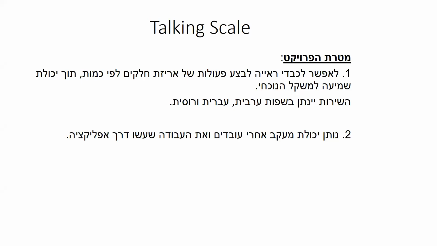I'm going to be talking about the project Talking Scale. The project helps visually impaired or blind workers with the activity of making packages by quantities, and it supports 3 languages, which are Hebrew, Russian, and Arabic.